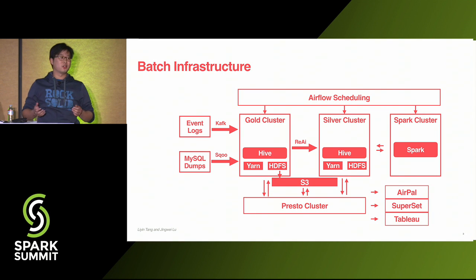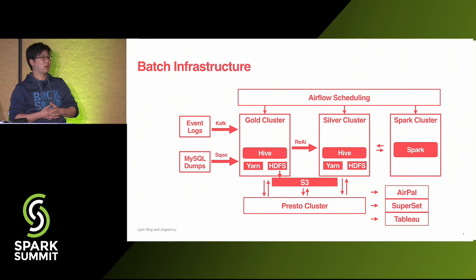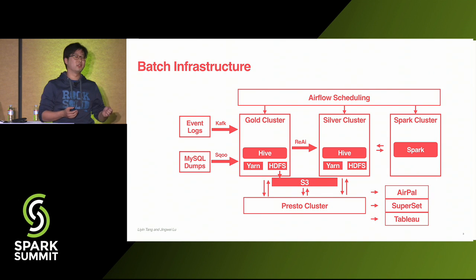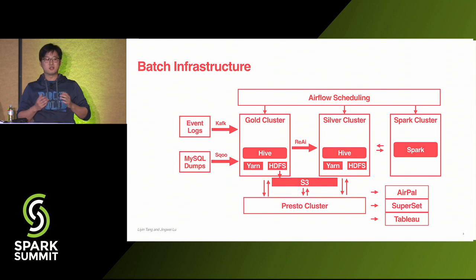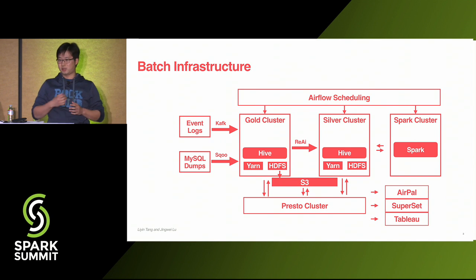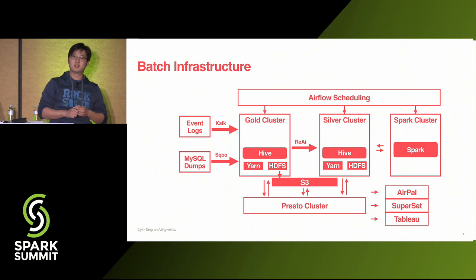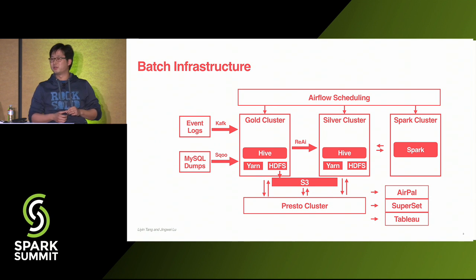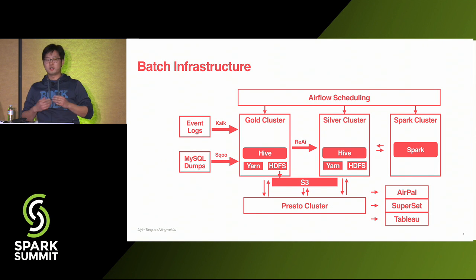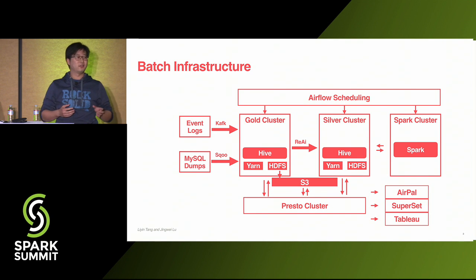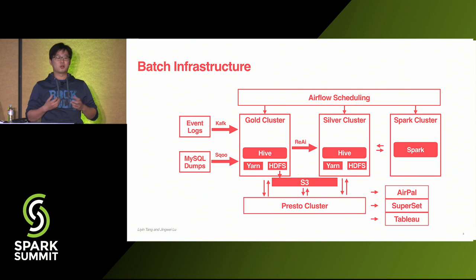Based on these two data sources, we can derive more data sets in the warehouse. And we have two major data warehouses. We call them the gold and the silver. These two data warehouses serve two different purposes. First, they give us some isolation, so critical pipelines run on the gold cluster and ad hoc pipelines run on the silver cluster. Also, we're using ReAir to replicate the data from the gold cluster to silver, so the critical data sets will be on both the gold and the silver cluster.